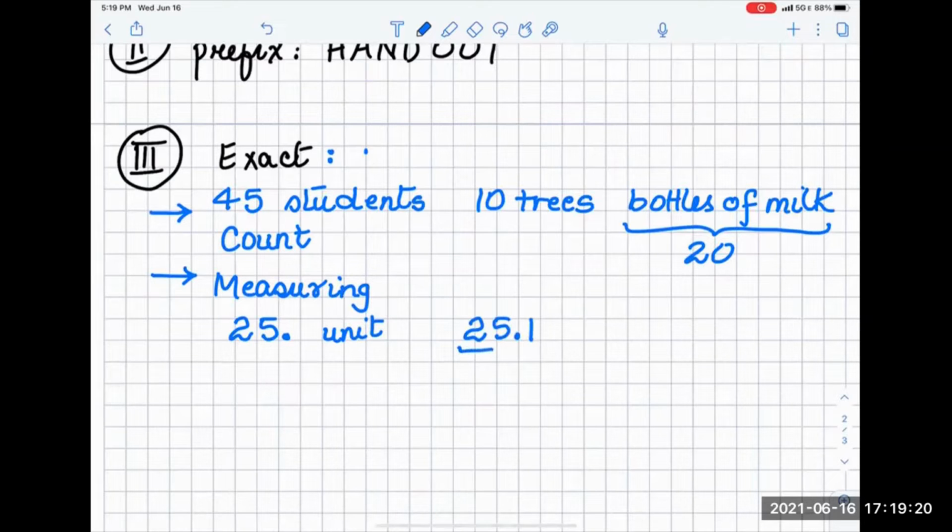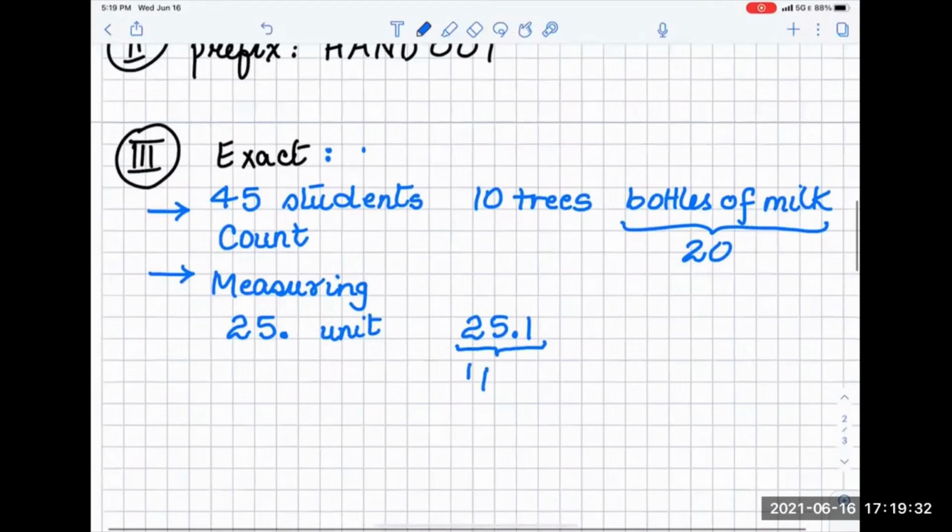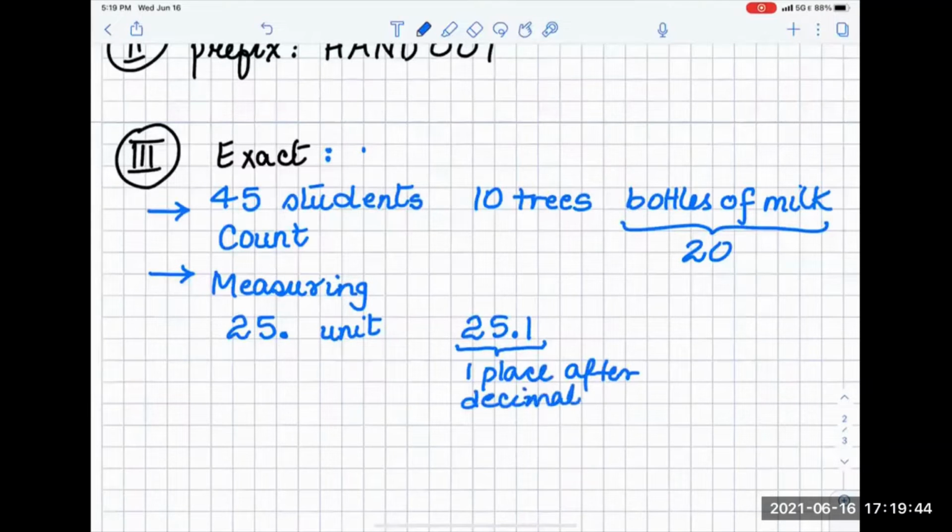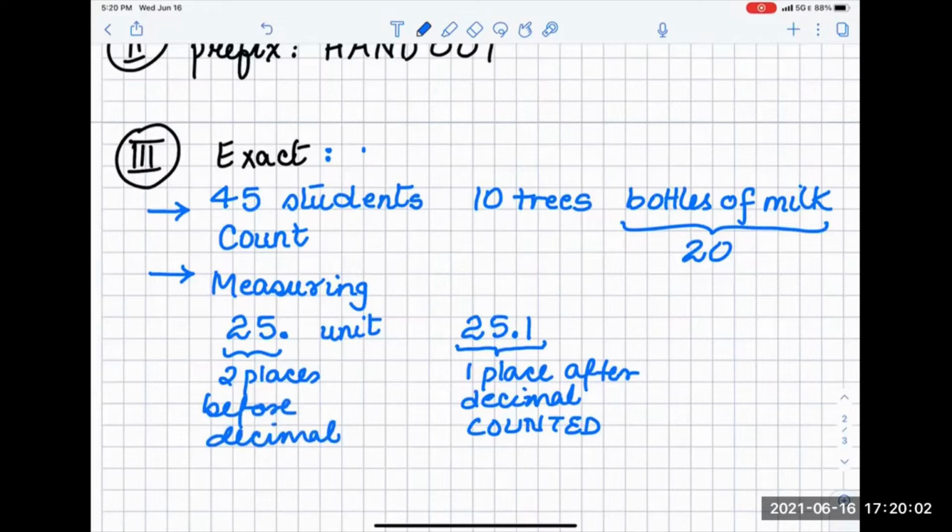That means that whenever you are taking the measurement, your reading should go up to 0.1. You have to read up to one place after the decimal. So in other words, that is counted in measurements. One place after the decimal is considered or counted. Commonly we use the word counted. Here, just 2 places before the decimal are counted. So this is how you measure the exact numbers.